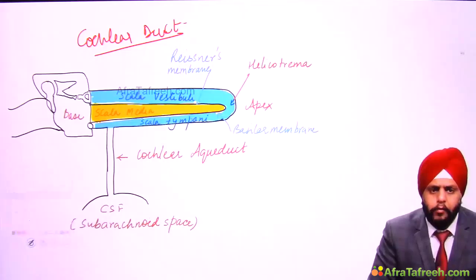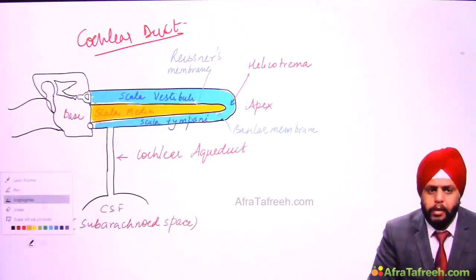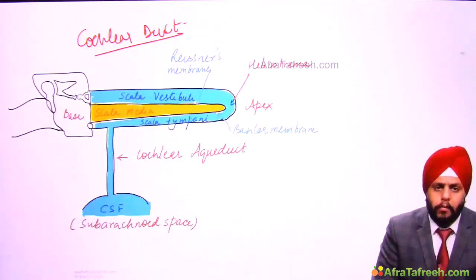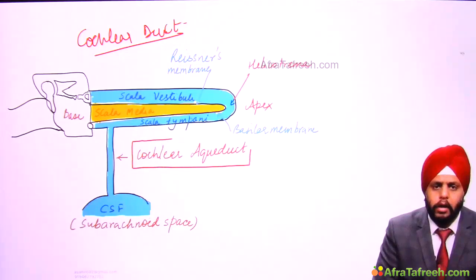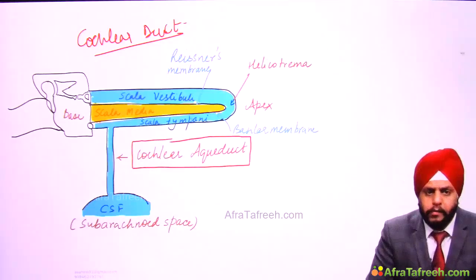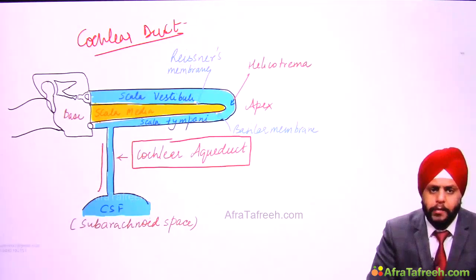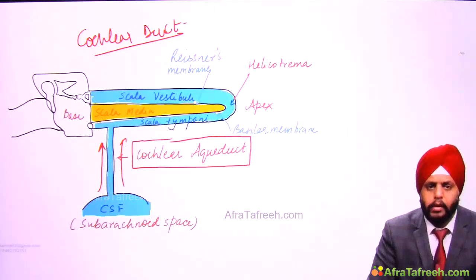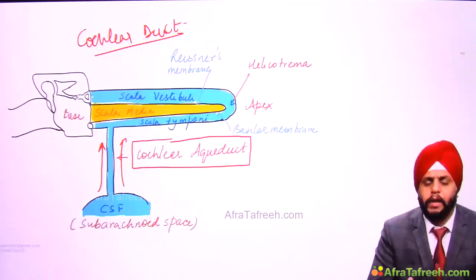Okay, now if you notice over here the scala tympani, it is communicating with the subarachnoid space, and in the subarachnoid space there is what? There is CSF. Now this communication is known as cochlear aqueduct, right? So this cochlear aqueduct brings the CSF from the subarachnoid space into the scala tympani. Okay, so in the scala tympani, now the CSF is known as perilymph.